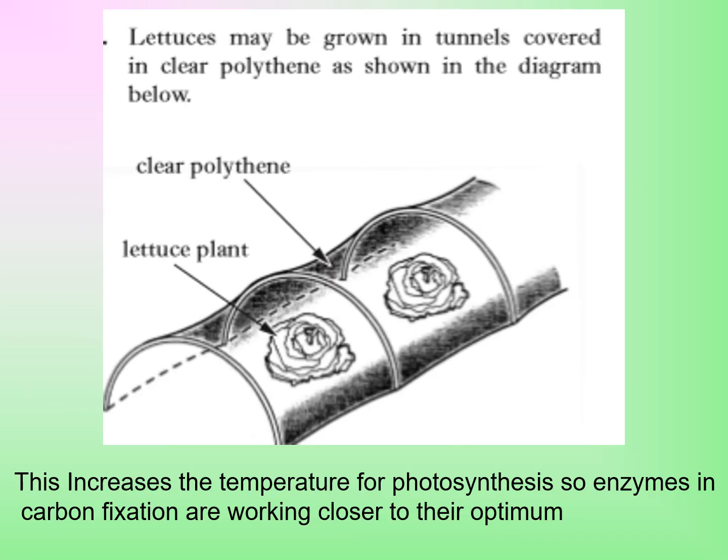Okay folks, so lettuces may be grown in tunnels covered in clear polythene as shown in the diagram below. We've seen this before. Now, basically this polythene increases the temperature for photosynthesis. Now we know that the second stage, the carbon fixation stage, requires enzymes. So if we're making sure the enzymes are working at their optimum temperature, we're going to get a faster rate of photosynthesis and larger lettuce plants.